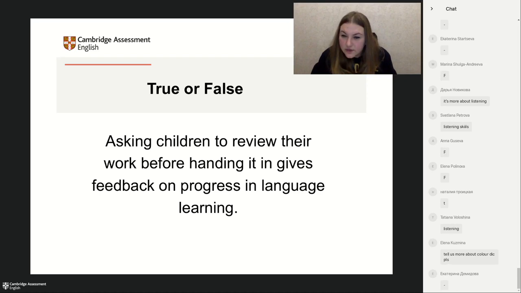Somebody asked, tell more about color dictation. Yeah, one second, after this slide. Okay.